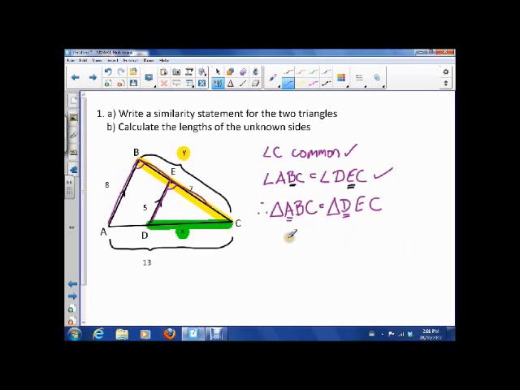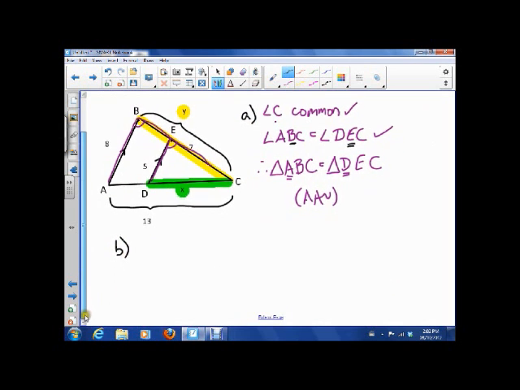So that's our similarity statement, and we can give a reason because it's angle similarity. So this is our similarity statement: two angles, the similarity statement between the actual names of the triangles, and then the statement that it's angle similarity. All right, so that's A done. Let's go to B.